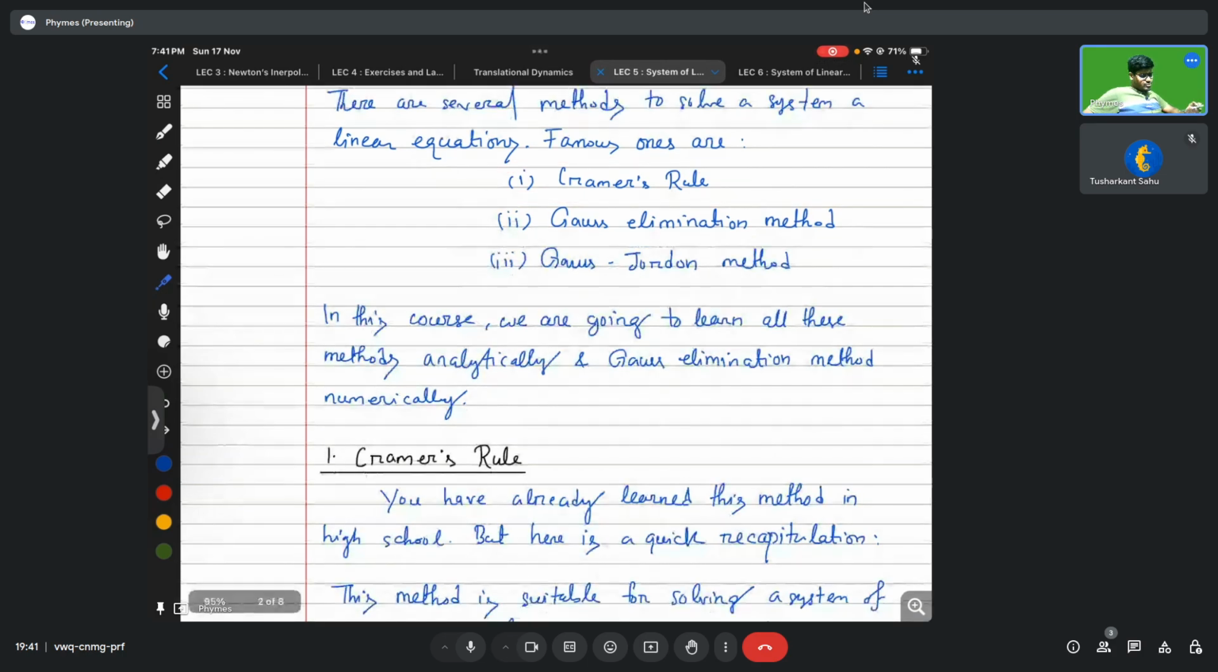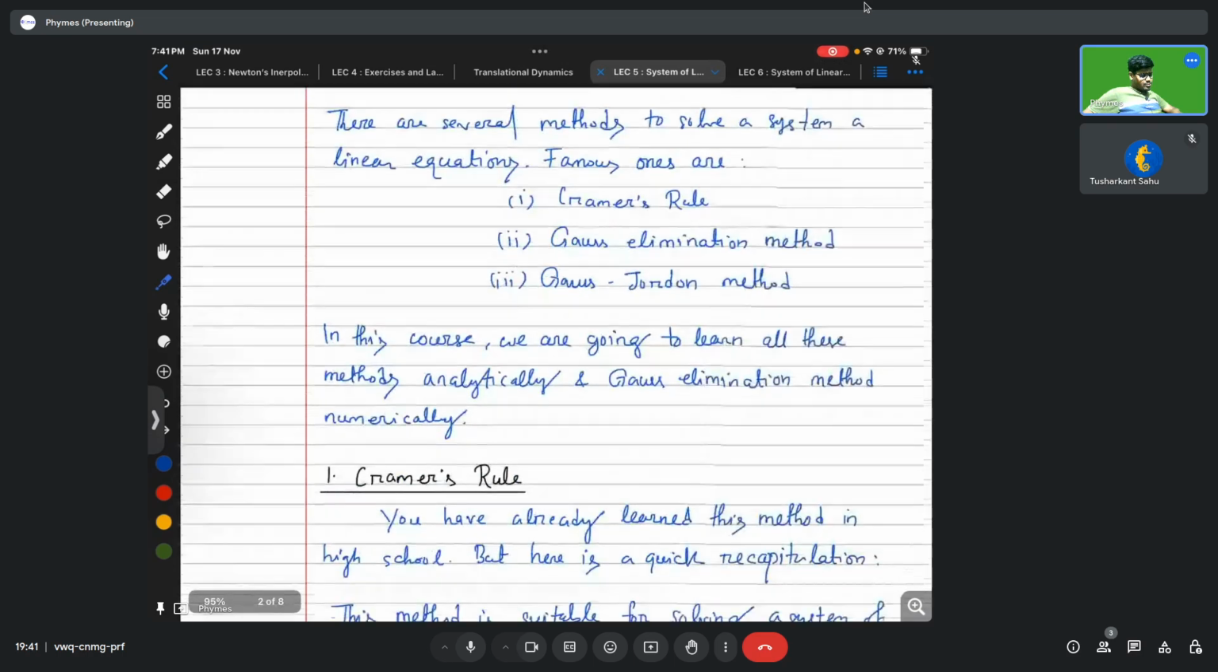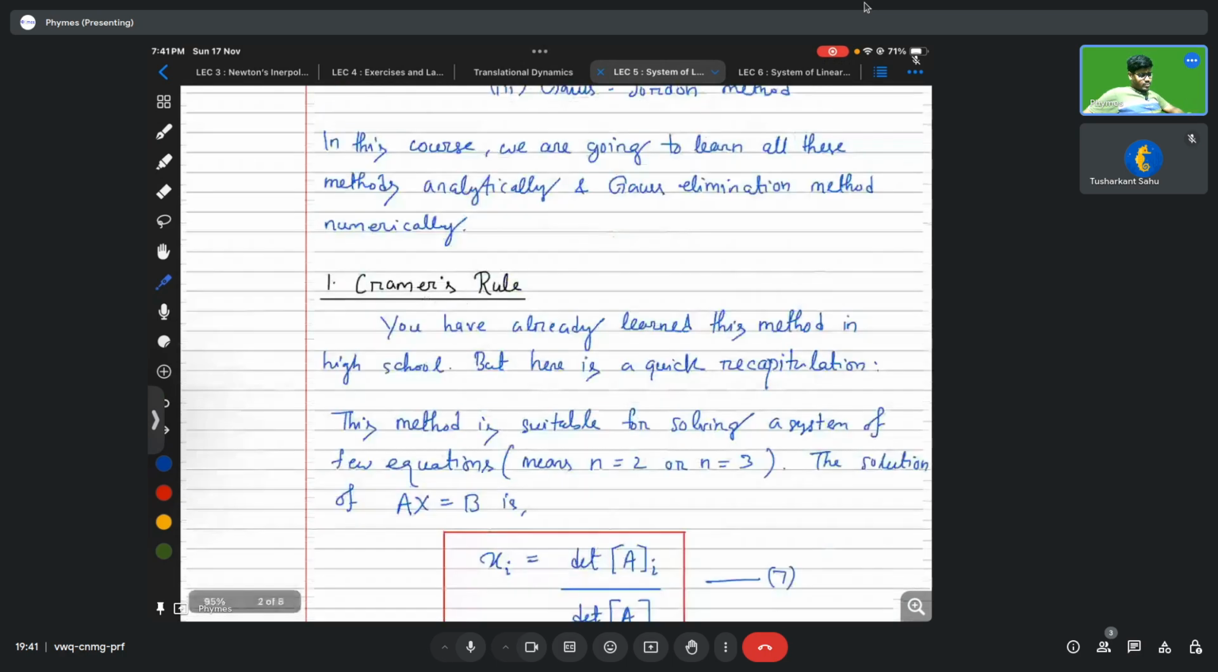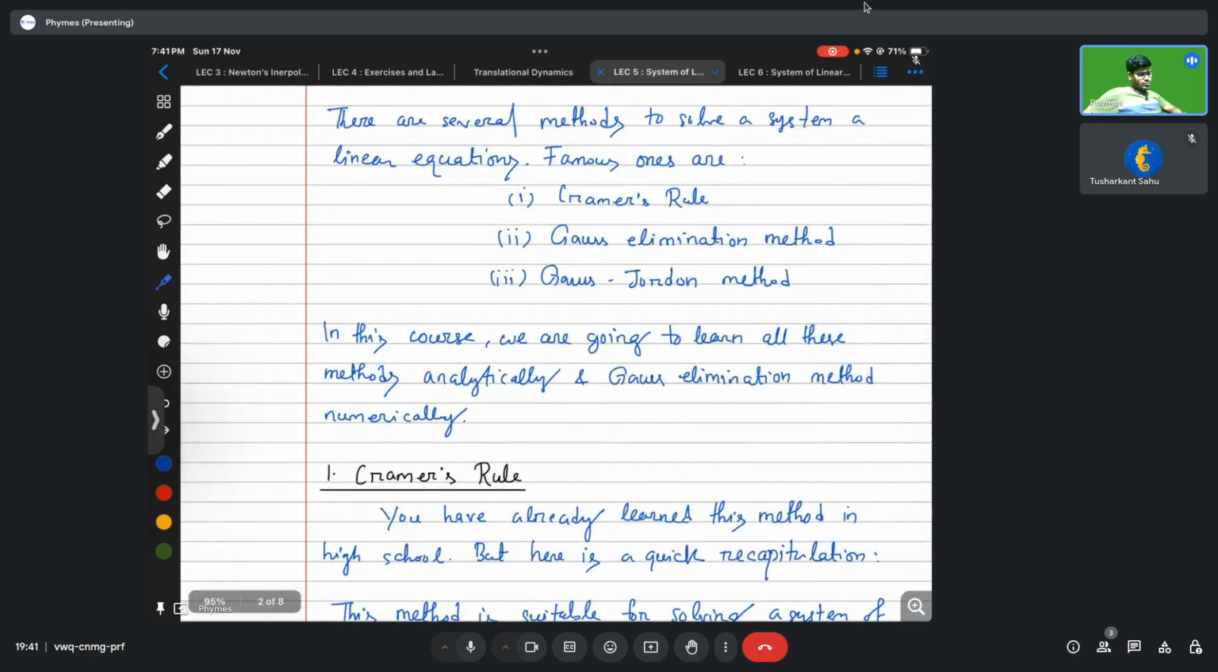Okay, so in this course we are going to learn how to solve this method numerically first, and before that let's go through them a bit quickly, like how to solve them analytically by hand.